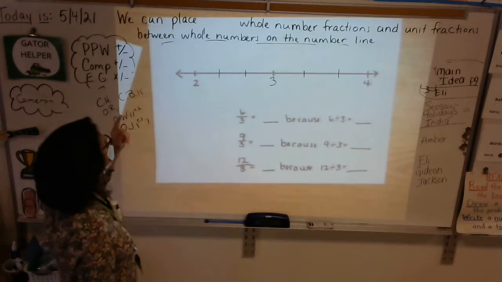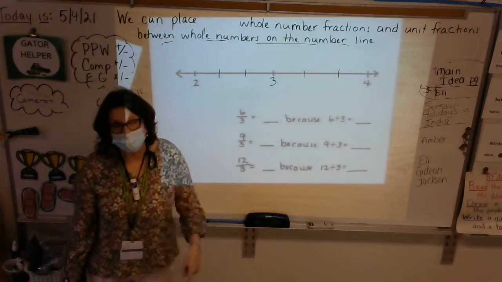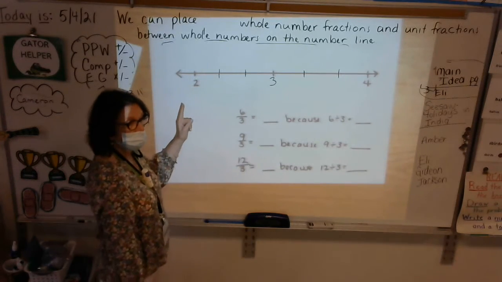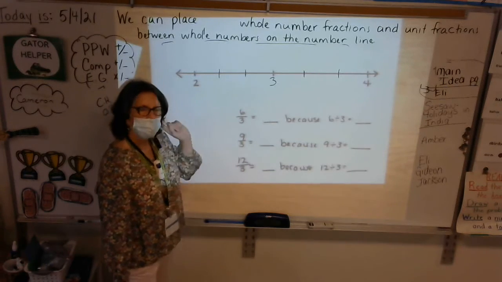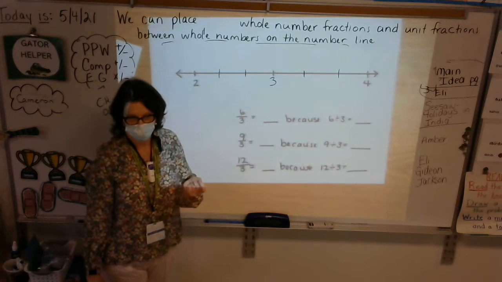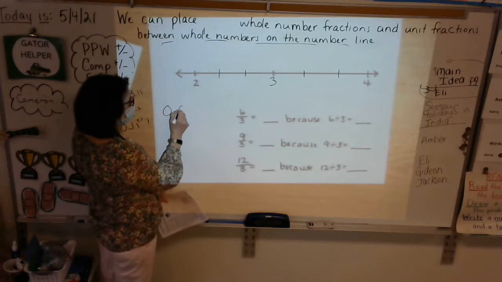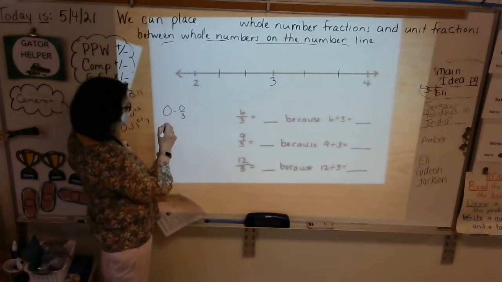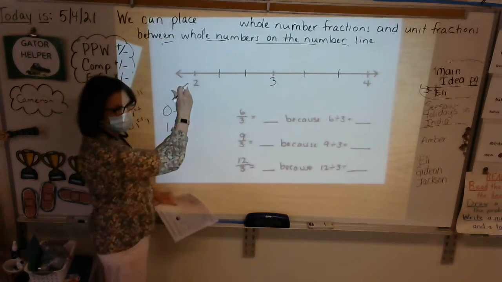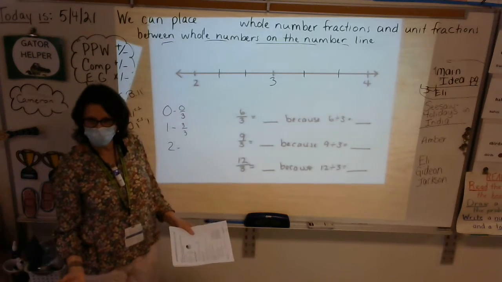All right, now. We can't start with 0 thirds because we're not at the whole number 0. We can't even start with 3 thirds because we're not at the whole number 1. We're at the whole number 2. So how many thirds will we have counted when we're at the whole number 2? When we're at 0, we've counted 0 thirds. Remember when we were at the whole number 1, we were counting 3 thirds. Now we're at the whole number 2. So how many thirds have we counted if we're at the whole number 2?